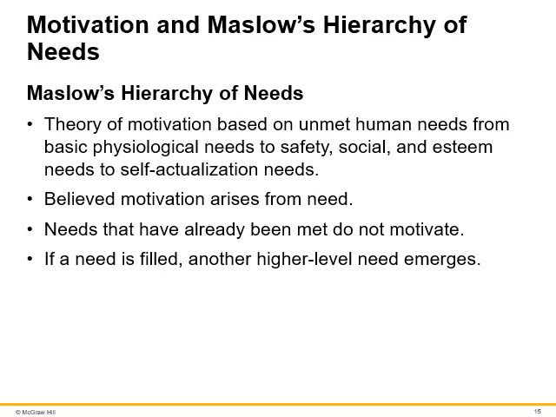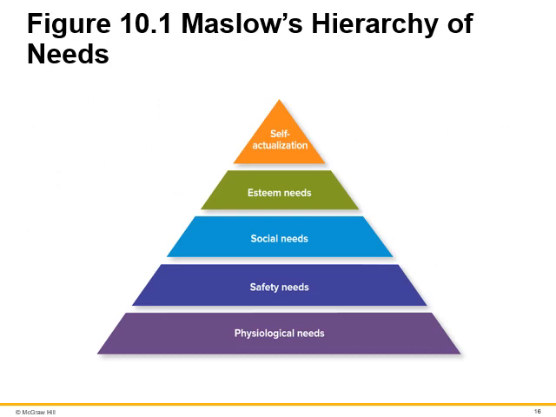The hierarchy of needs are levels of psychological needs, safety needs, social needs, esteem needs, and self-actualization needs. When one need is satisfied, another higher level need emerges and motivates us to satisfy it. This slide reproduces the illustration of Maslow's hierarchy from the chapter. Figure 10.1 is also on page 250 in the textbook.